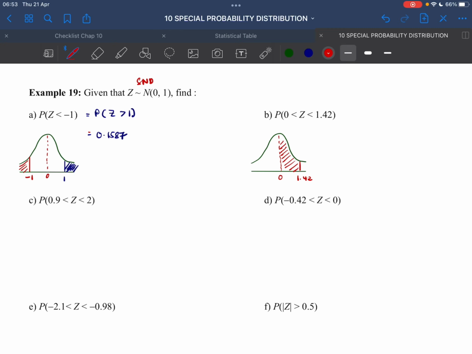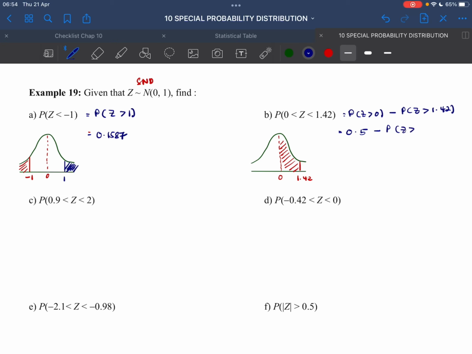You have 1.42. So what we have to do here is simply P(z greater than 0) minus P(z greater than 1.42), so we can get the area here. The probability on the right hand side, on one side, is simply just 0.5. So 0.5 minus P(z greater than 1.42).